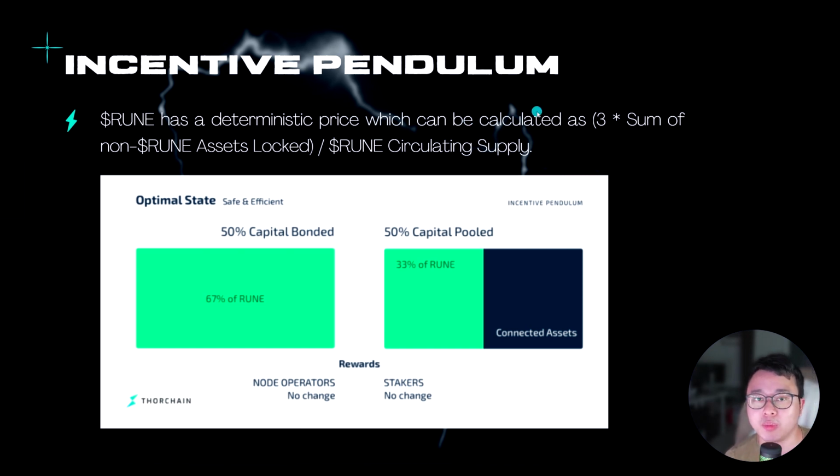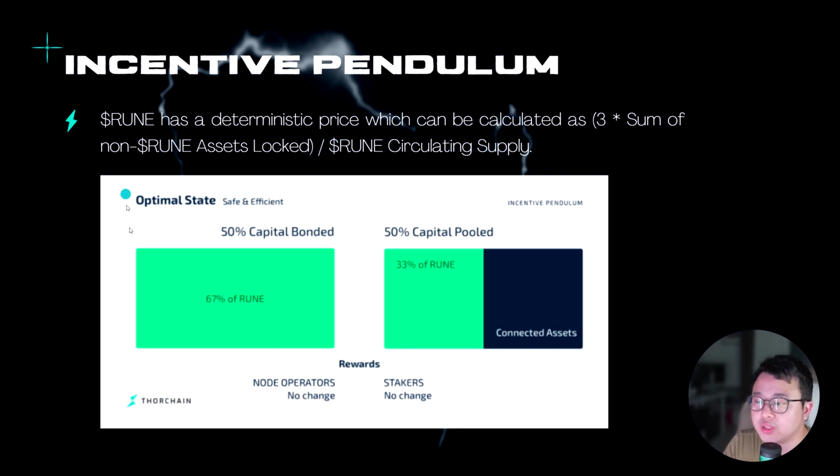There's a simple formula where you just take 3 times the sum of non-RUNE assets locked. Assets locked is also commonly known as TVL, right? So take the non-RUNE TVL and divide by the RUNE circulating supply, and that gives you the approximate value of RUNE in terms of the floor price. So this is known as the deterministic price. Of course, RUNE can be far above the deterministic price if there is speculation and people who are front running this.